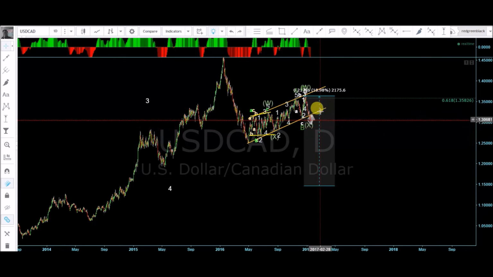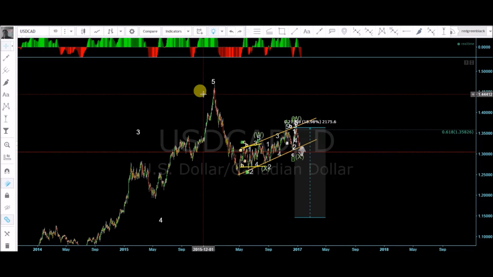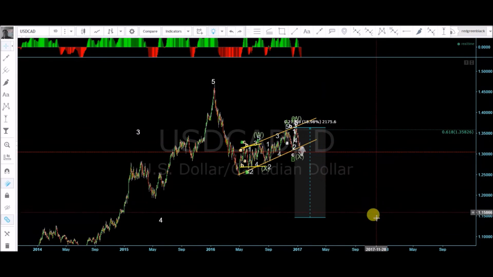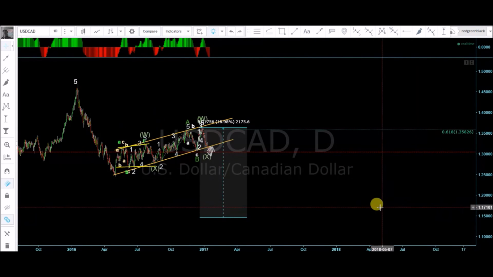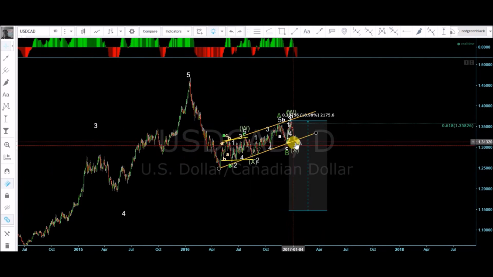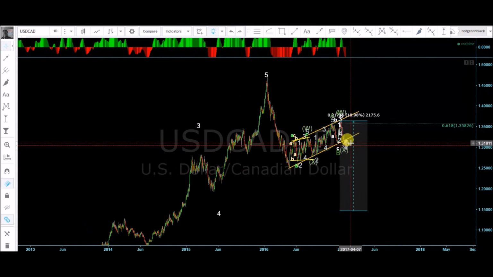So now we're dancing under this trend line here, and wave A and C in a zigzag tend toward equality. So that's what I'm looking at here. I just take sells when it gets up to structure.